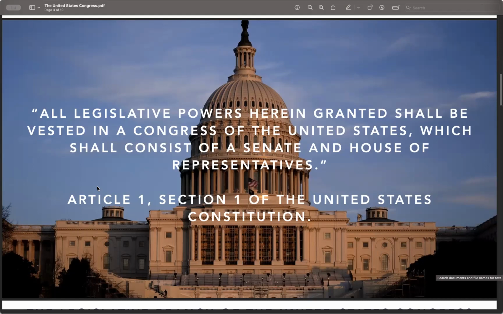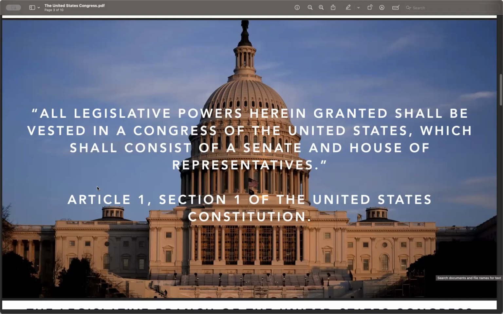This is also reinforced in, I believe, Article 6 in the Constitution, which means that if Congress says abortion rights are legal, a state can't say, no, you can't have women's rights, because that would be illegal because federal law is supreme. The second thing this does is it ensures that the legislative powers are vested in Congress and not in the presidency.